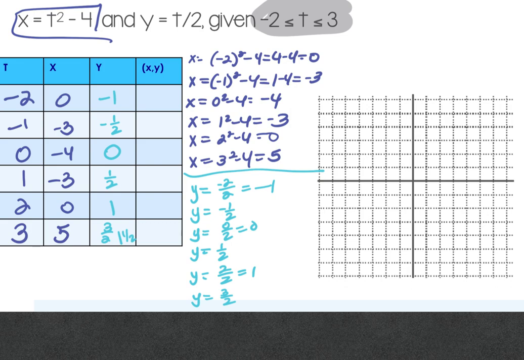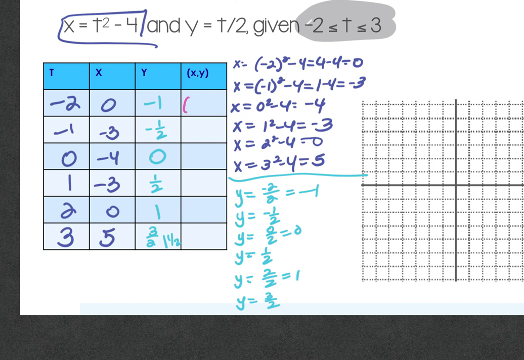So then that last column, we just paired the x with the y. So this is (0, -1), (-3, -1/2), (-4, 0), (-3, 1/2), (0, 1), and (5, 1 and 1/2). Now, the lazy people hate that last step, but I will tell you that people make silly mistakes by grabbing the wrong coordinates here. Sometimes they pair the t with the x or the t with the y. So that is why I add that last column. Okay, it should help you now plot these points.